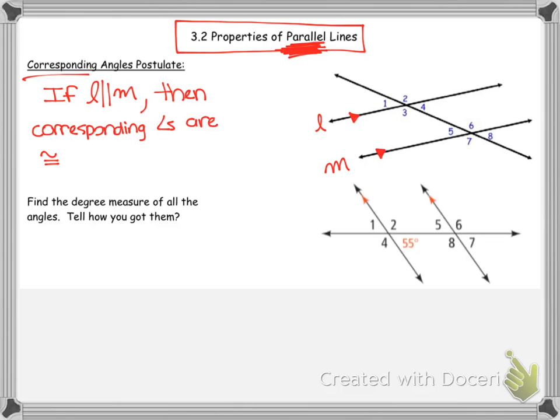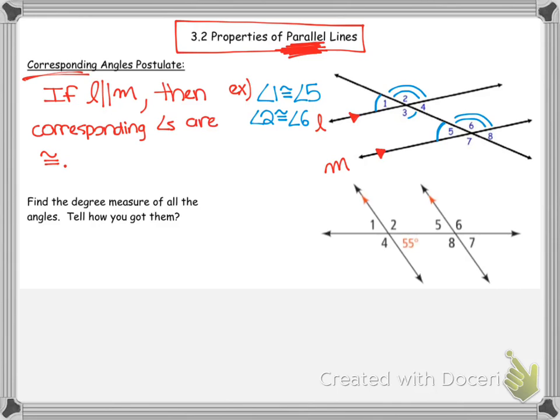So we know how to identify corresponding angles. What this tells us is that if those lines are parallel, they are also congruent to one another. So for example, let's look at all of our pairs of congruent angles if we know that corresponding angles are congruent here. We know that 1 corresponds to 5, so angle 1 is congruent to angle 5, because we know that line M and L are parallel to one another. Let's look for another pair. We have 2 and 6. So we know that angle 2 is congruent to angle 6.